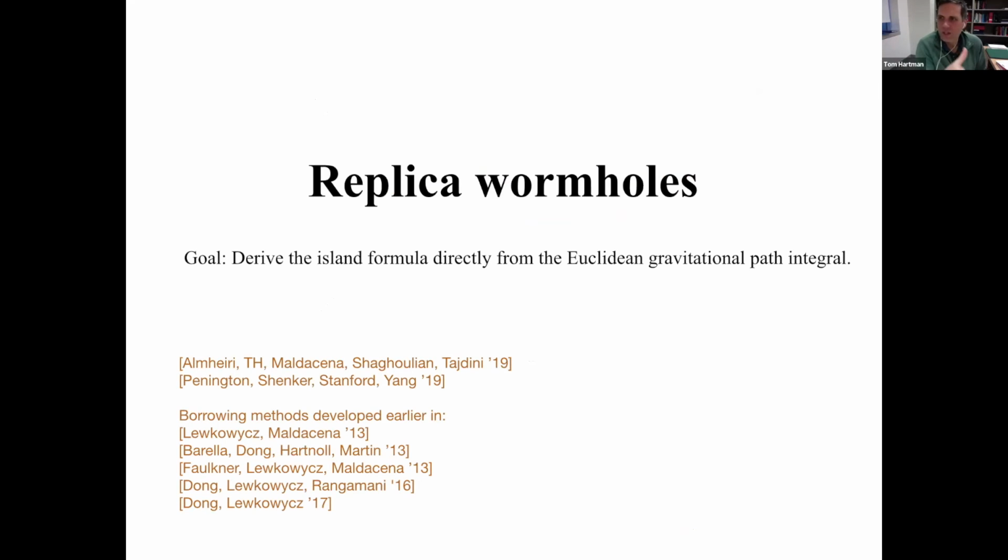What I want to do next is this: the island formula was proposed based on similar things that had happened in AdS/CFT, but now I want to understand how to derive it from the gravitational path integral. This will involve a new kind of solution of the Einstein equation called replica wormholes. The goal here is to derive the island formula directly from this Euclidean gravitational path integral that we discussed in part 1.